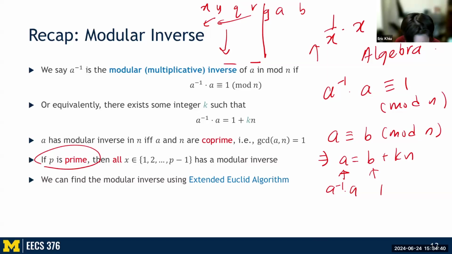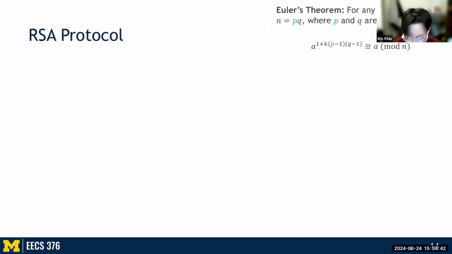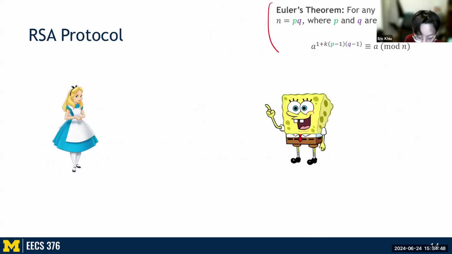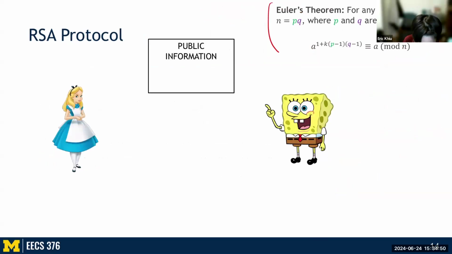Okay, so here's just the recap. Now let's look at the protocol. And here's a reminder for Euler's theorem. So again, we have Alice and Bob, and some information that is publicly available to everyone. The first thing that is public is n, which is the modulus that you want to do the system in.